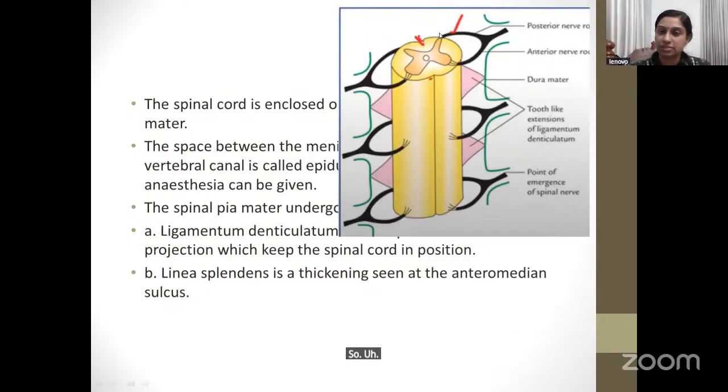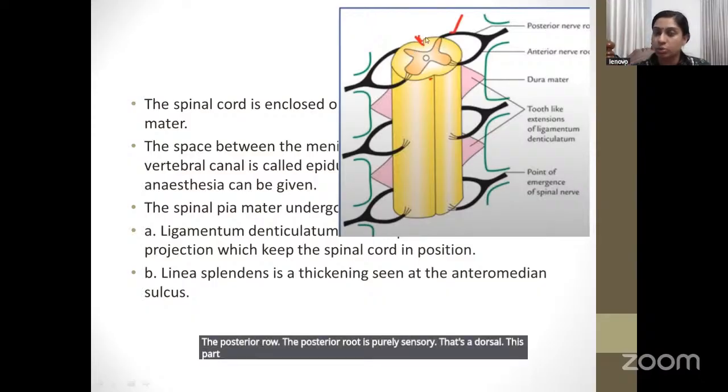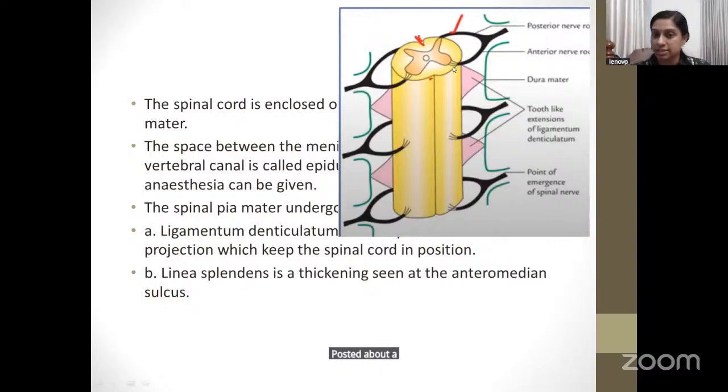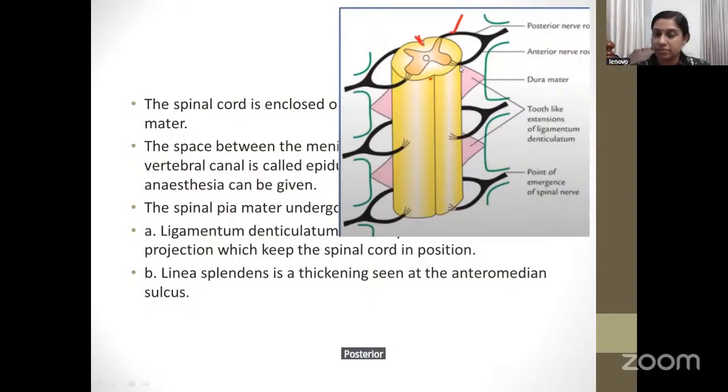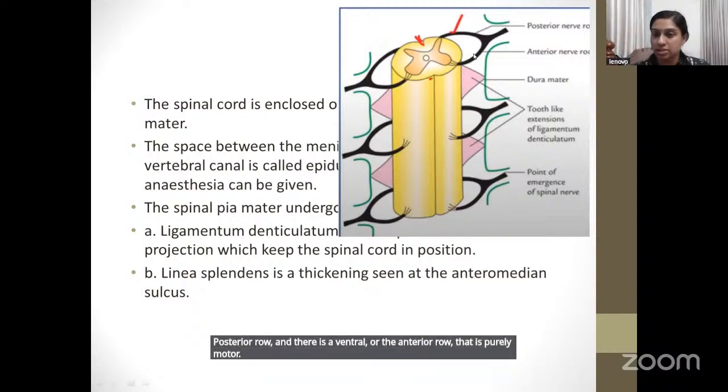The spinal nerve has 2 roots. The posterior root is purely sensory. The posterior part is always called the dorsal part, and this is the ventral part. So there is a dorsal root or posterior root, and there is a ventral or anterior root, which is purely motor. These roots are pure.